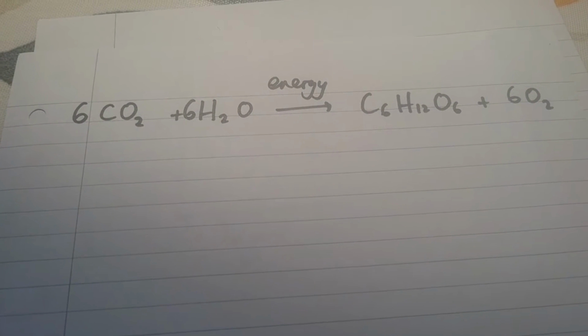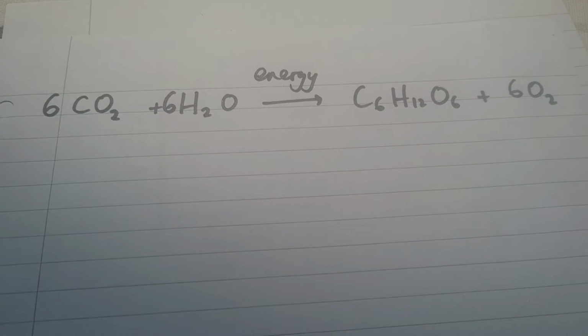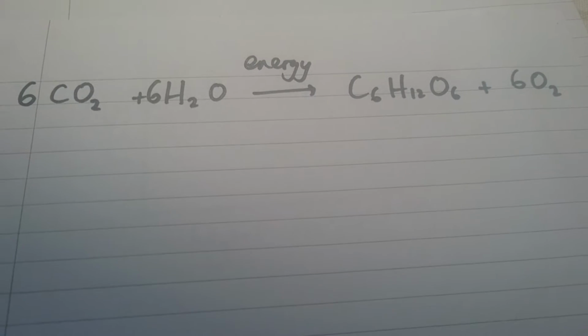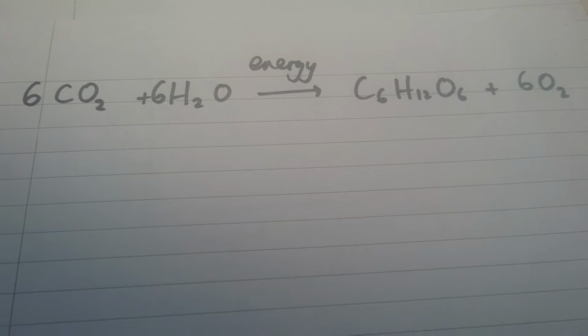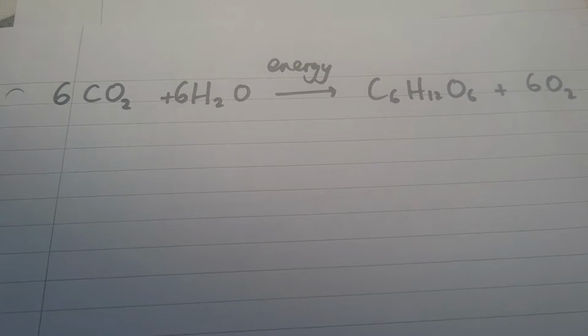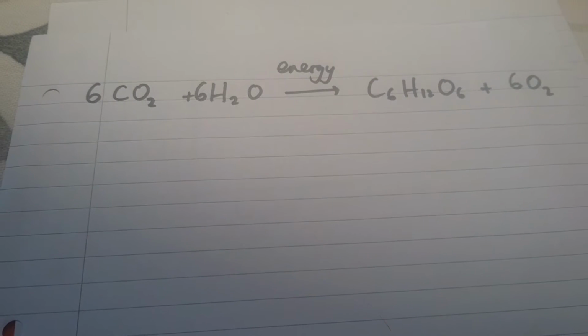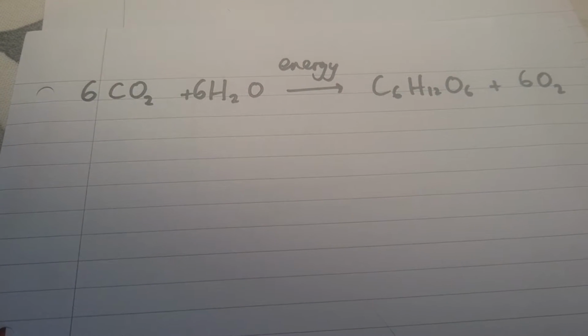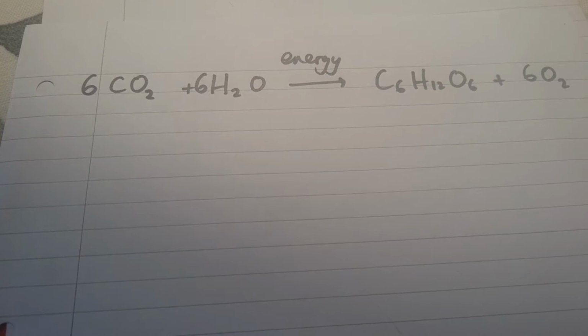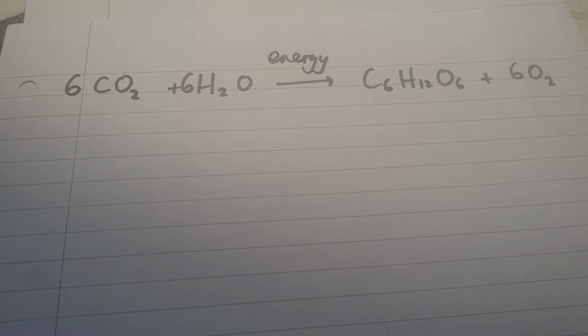Recently we've been learning about photosynthesis, and this is of course photosynthesis. You've got 6 carbon dioxides. This reacts with 6 waters, as you know already, to produce glucose, C6H12O6, and 6 O2s. Of course, you need energy from the sun in the form of light to make this process go.